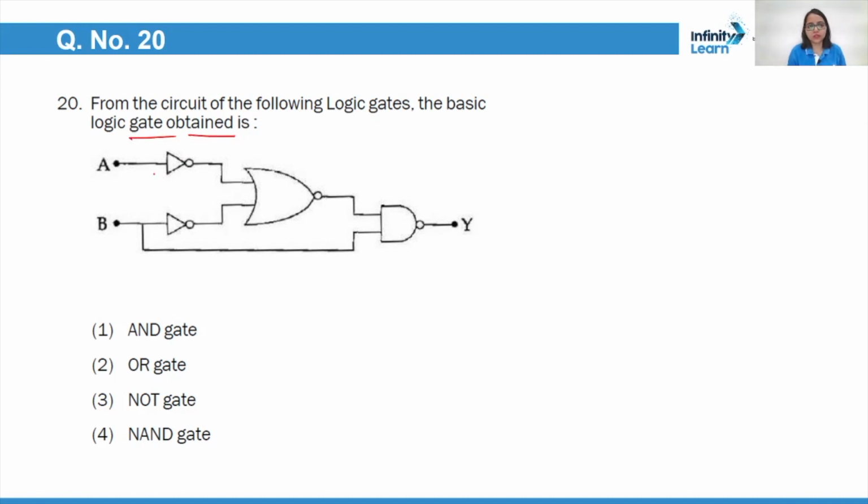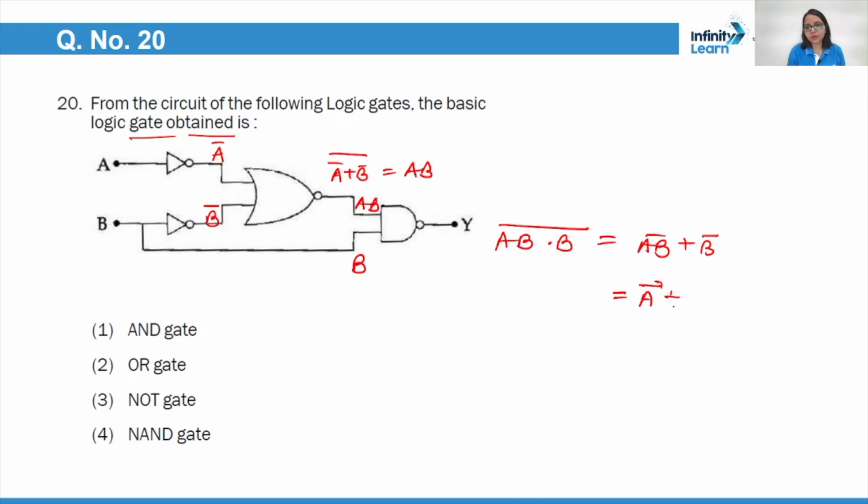So over here, this will be A bar, this is B bar, and this is B, and this will be A bar plus B bar whole bar, and that is equal to AB over here. So this is AB and B output for this gate. So this is AB dot B whole bar, which is equal to AB bar plus B bar. So this is A bar plus B bar plus B bar, which is equals to A bar plus B bar only, and A bar plus B bar is AB bar. So this gate represents what? NAND gate. Question number 21.